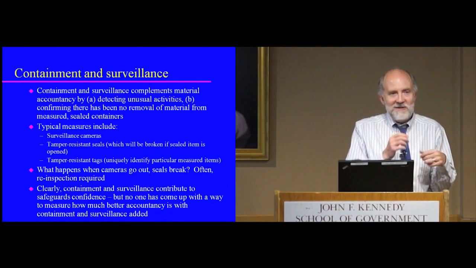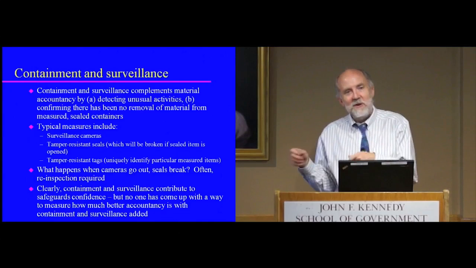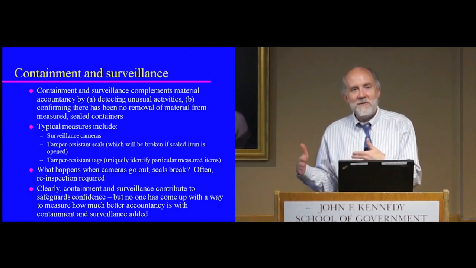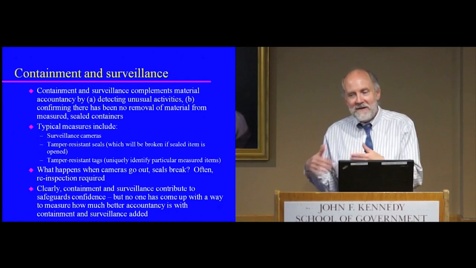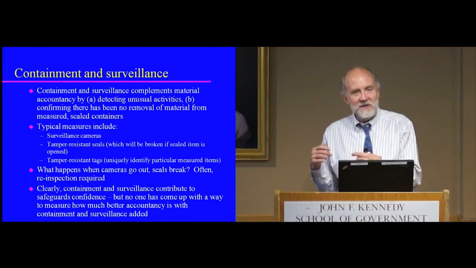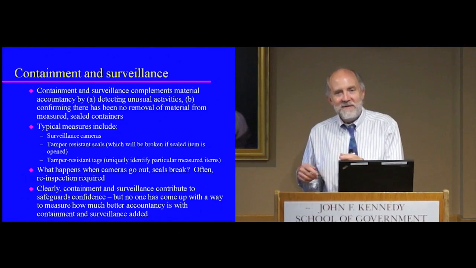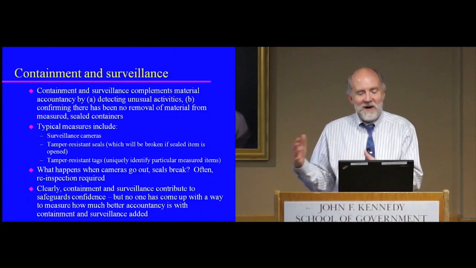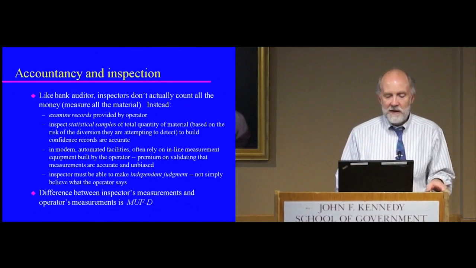So containment and surveillance clearly contributes to the confidence you have in safeguards, but with a count, you can actually do statistical analysis to see what your confidence is that something hasn't been removed. And clearly containment and surveillance adds to that confidence, but nobody's ever come up with a good mathematical approach to saying, well, how much does it add to that confidence?